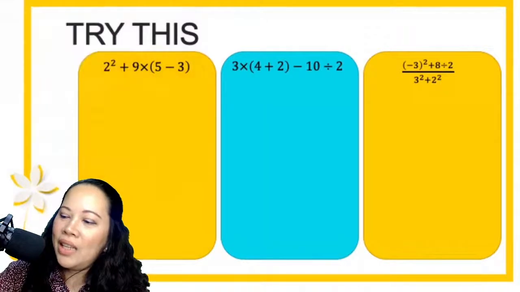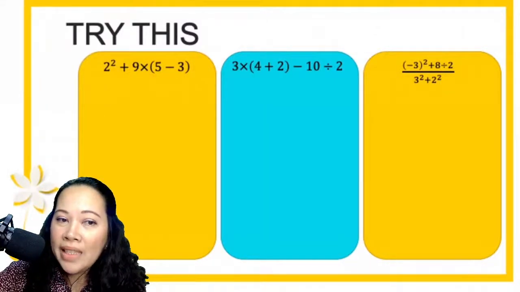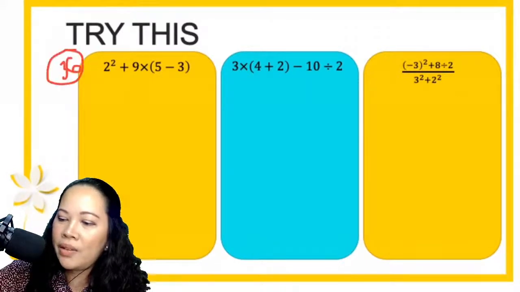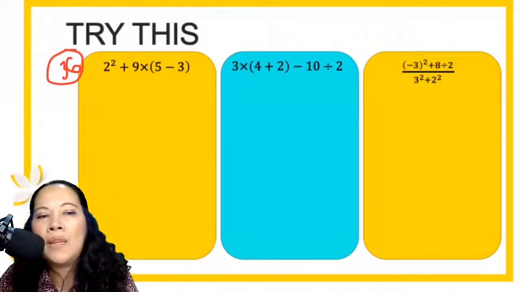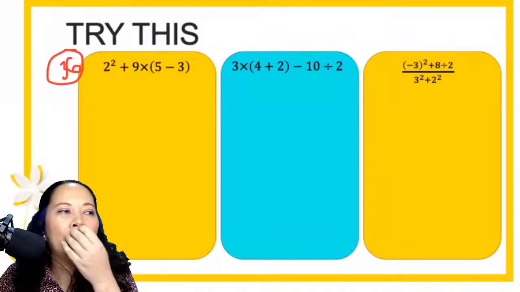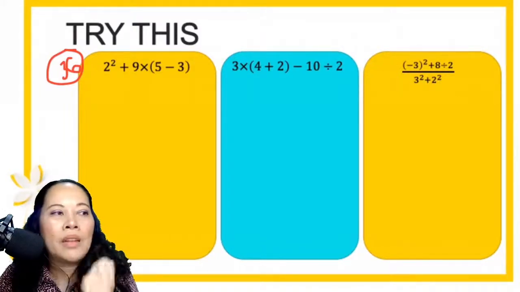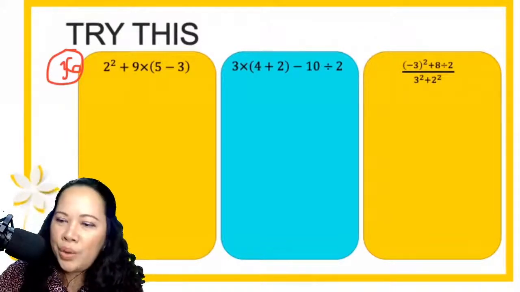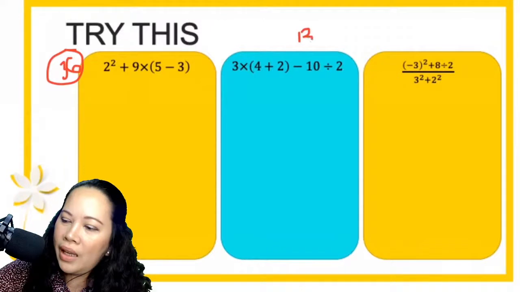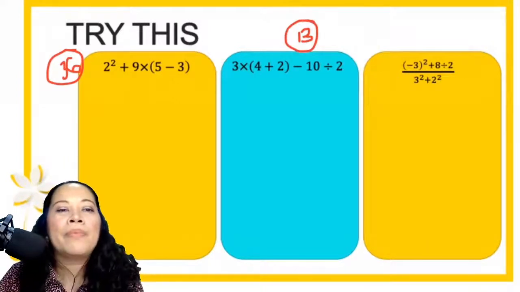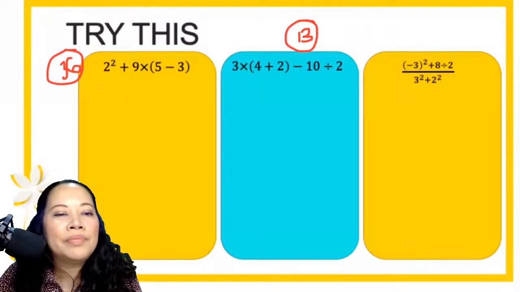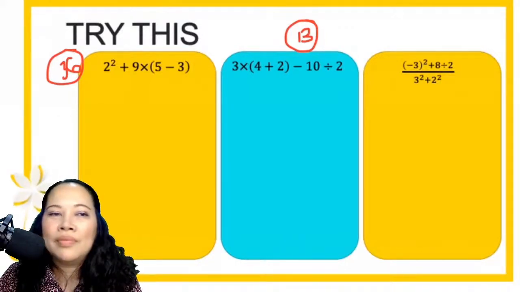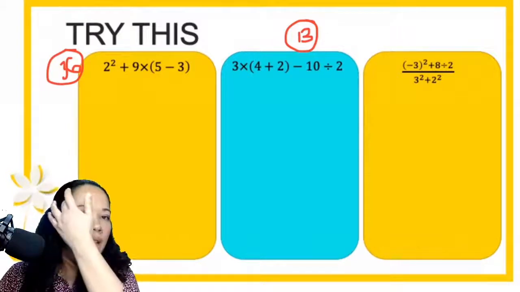Okay, let's see. Number 1 is 36. Okay, let's just write it down. Okay, all your answers, I'll write it down. Number 2 is 13. Okay, let's see. And then what would be the last one?